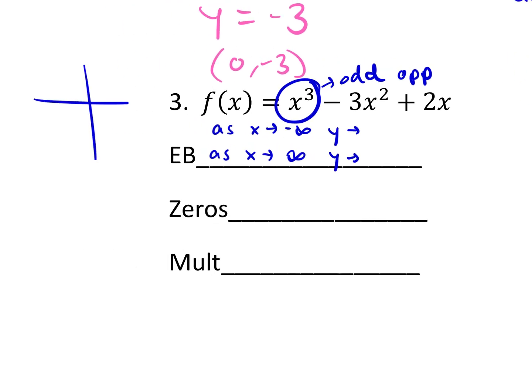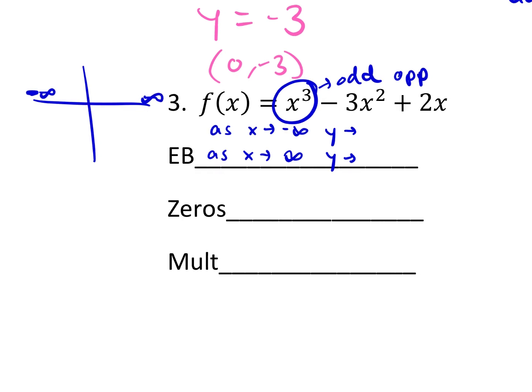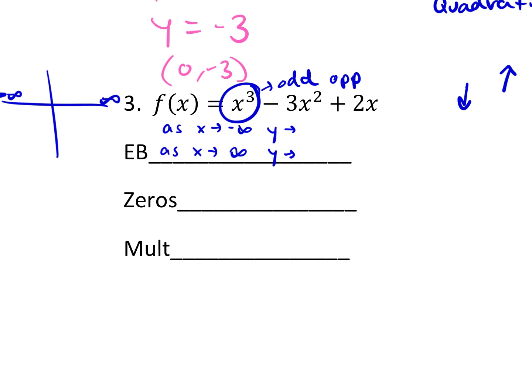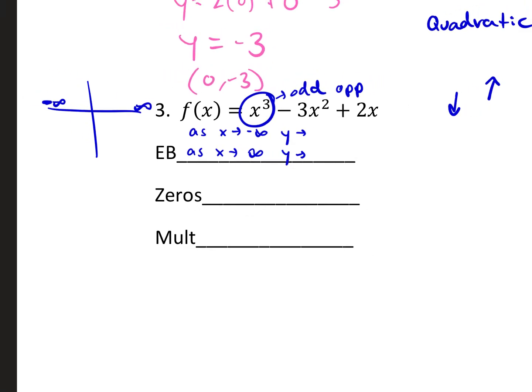So we can picture our graph here. Negative infinity is on the left. Positive infinity is on the right. What did we say our left arrow is going to do? Up or down? It's going down. So down to negative infinity. Now, as x goes to infinity, we're talking about our right arrow. What's our right arrow doing? It's going up. So y is going to go to positive infinity. Awesome.